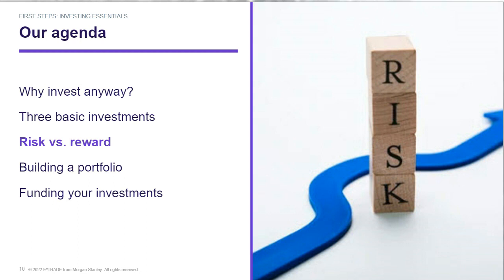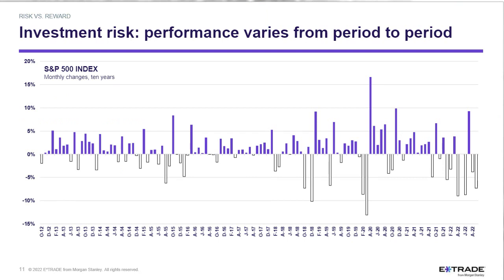So I want you to take a look at this data here. Here is the monthly change in the Standard & Poor's 500 index. So it's the monthly change. The purple lines are months where the S&P 500 was up. The white bars are where the S&P 500 was down for that month.